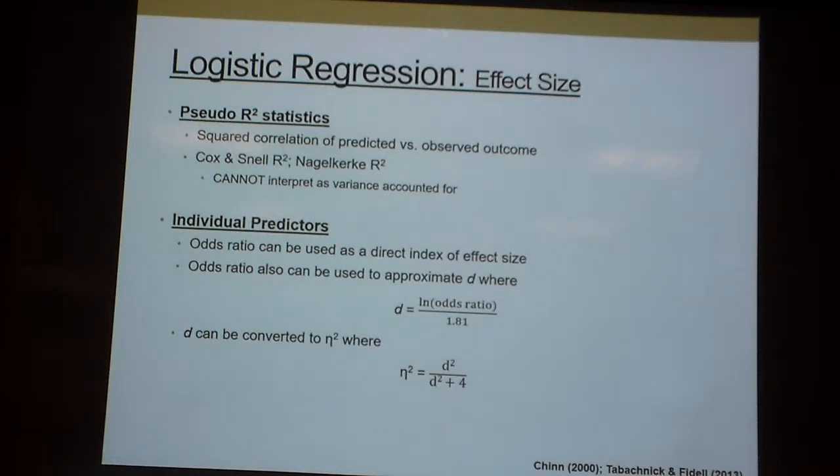For individual predictors, odds ratios in and of themselves are a direct index of effect size, right? This is a meaningful interpretation, particularly if we have categorical predictors. To say the odds of developing heart disease versus not developing heart disease are 5 times greater for smokers as compared to non-smokers, that's a meaningful sort of metric, right?